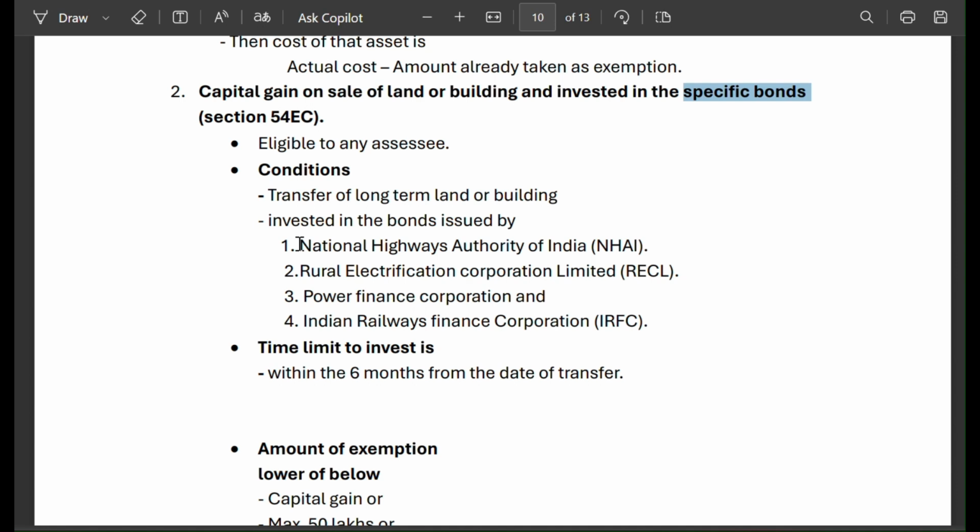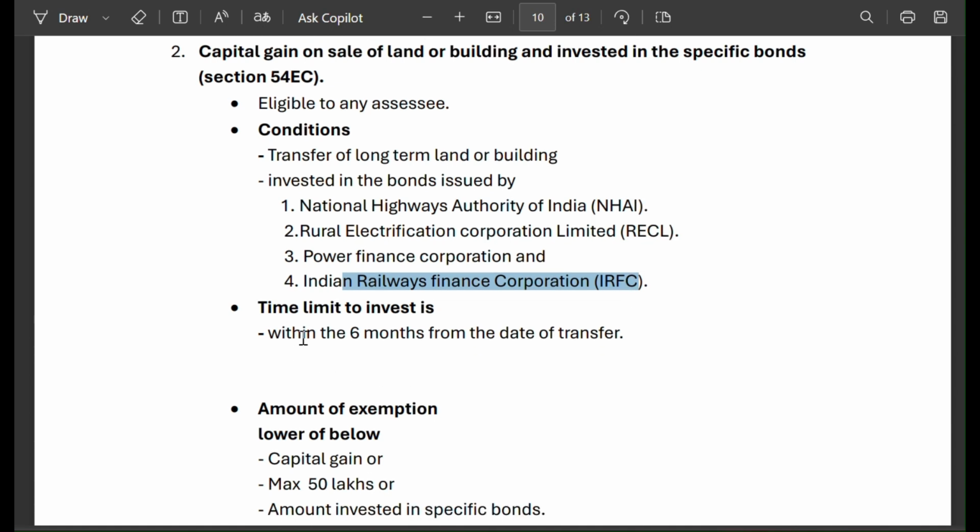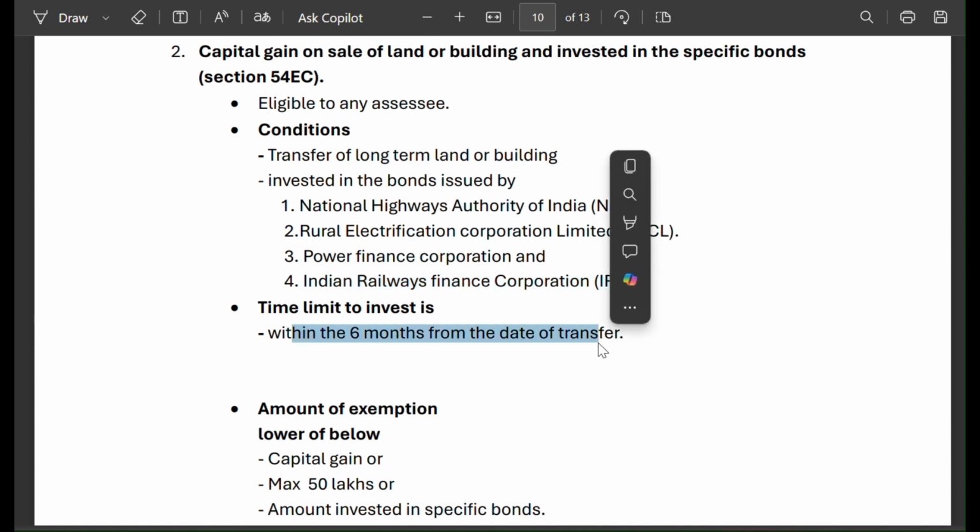What are the specific bonds? Bonds issued by the National Highway Authority of India, Rural Electricity Corporation Limited, Power Finance Corporation and Indian Railways. You may remember these as highway authorities, railway authorities and power distribution authorities, so you can easily remember from whom we purchase the bonds. In this case the time limit is only 6 months. Within 6 months of the transfer, you should invest in those bonds.